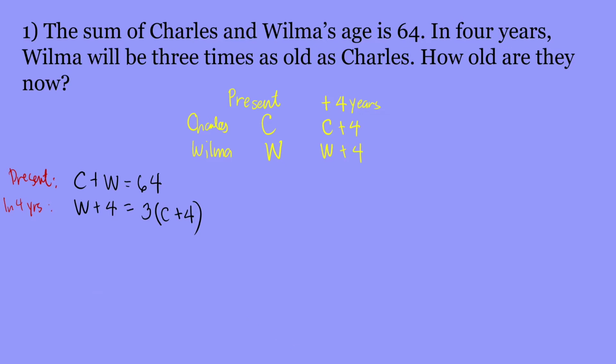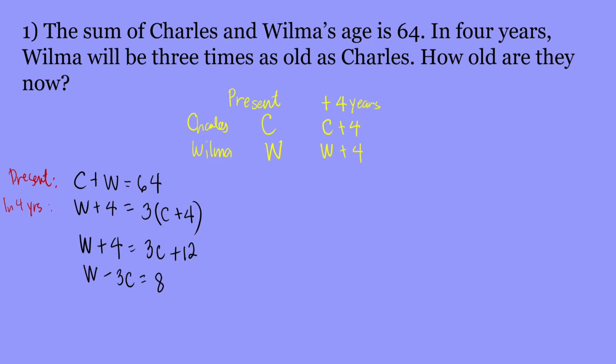Now, we can simplify first the second equation. W plus 4 equals 3C plus 12. We just distribute 3. Now, let us transpose 3C to the left side. So, that will become W minus 3C. And then this 4, let us transpose to the right side. So, that will be 12 minus 4, which is 8.